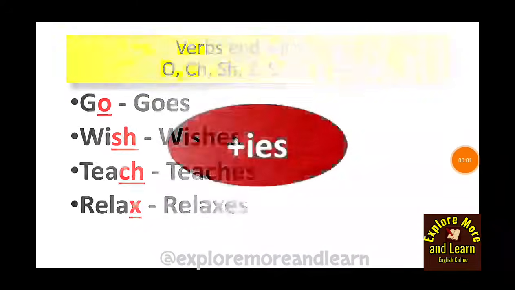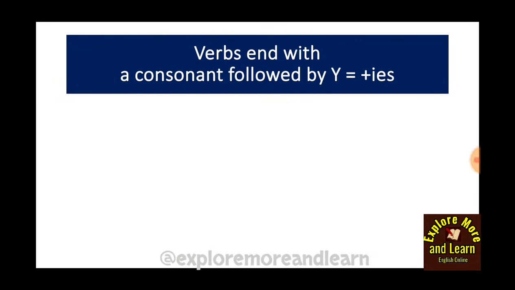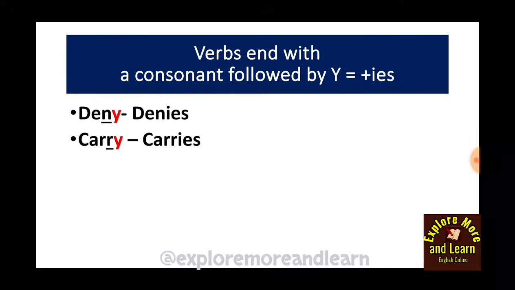Another rule to add IES to the verbs is when the verbs end with a consonant followed by the letter Y, we add IES to the verbs in simple present tense. For example, deny becomes denies in simple present tense. So when a verb ends with the letter Y but a consonant appears just before the letter Y, then we add IES to the verbs in simple present tense. Another example, carry. It becomes carries.